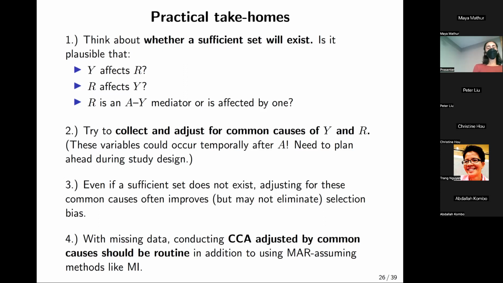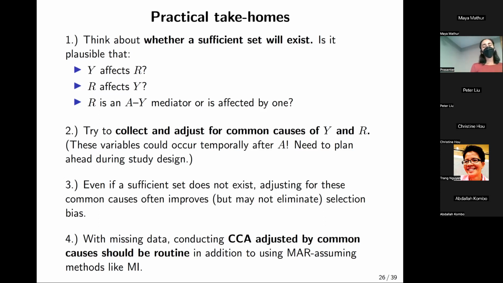And then, we want to make sure we try to collect and adjust for common causes of Y and R. The interesting thing here, which is a little different from confounding, is these variables might not be baseline variables. They might not be variables that occur temporally before the exposure. In observational studies, we're used to collecting a broad swath of confounders measured at baseline, and that's fine because a confounder is not going to be a variable that happens temporally after the exposure. Not so with common causes of selection and Y. They could be variables that happen after the exposure.